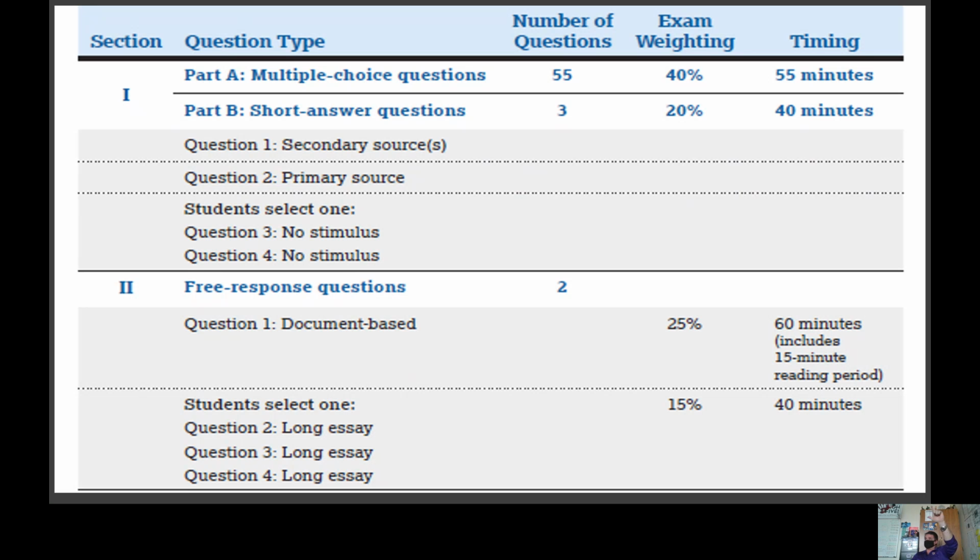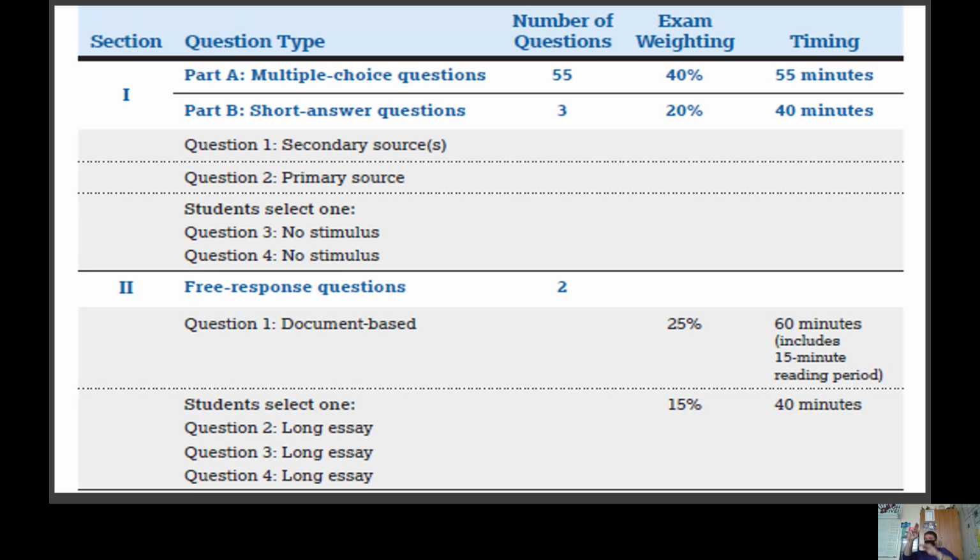You've got 2 relatively long essays you got to write. They don't have to be super long, but long essays. The DBQ, that is more valuable. Okay, they are going to give you 25% of your exam score. It's going to be based on how you do on the DBQ. You got 100 minutes total.